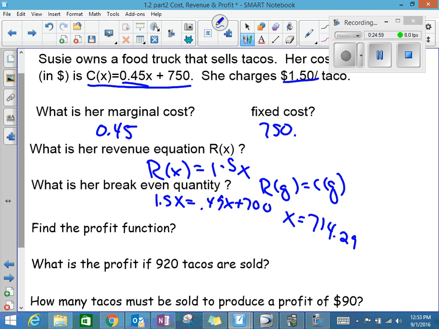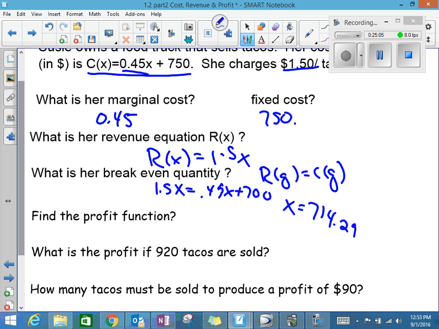So we can round. When you're talking actual objects, actual products, you really do want to round up, because if she sells 714, she's not going to exactly make it up to her cost. So we want to round up on these. So 715 tacos. Okay, make sense? So she sells 715 tacos in order to meet her cost.